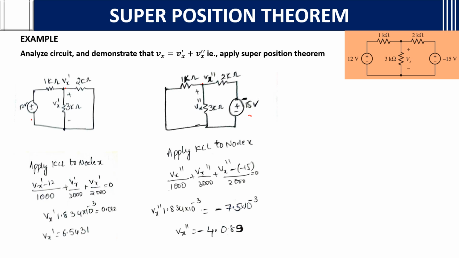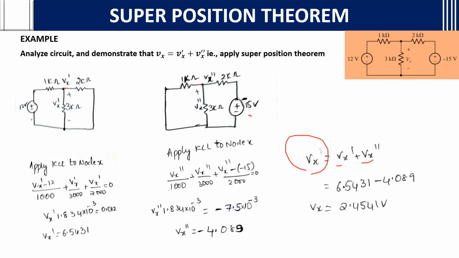If you want Vx, what we need to do? Vx dash plus Vx double dash, the effect of the separate sources. If you add, you will get the total effect of both the sources. So Vx is equal to 2.4541 volts you will get.